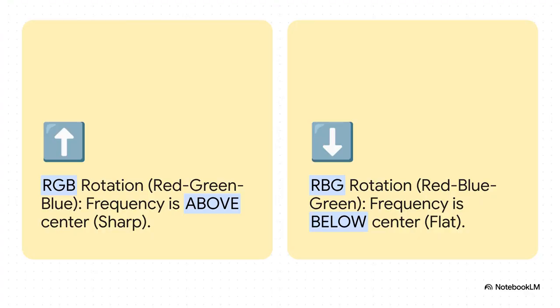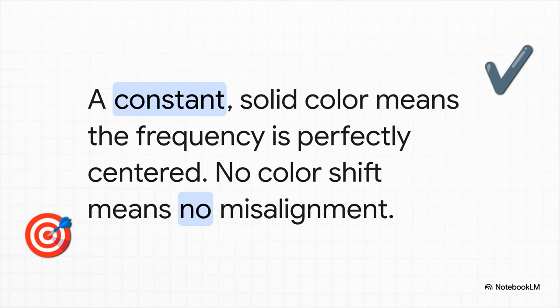Let's figure out how to actually read the language of these colors. The secret is all in how the colors rotate. It's actually a pretty simple code. If you see the color cycling from red to green to blue, that tells you the frequency is a little bit sharp, a little above its center. But if they go from red to blue to green, that means the frequency is a little bit flat. It's a super simple visual cue for how well something is tuned. So you know what that means? The easiest thing to spot is perfect pitch. If a sound is perfectly in tune, sitting exactly on its frequency, you'll just see a solid, constant band of color. No rotation, no shift, it means no misalignment. It's pure, stable pitch that you can see instantly.